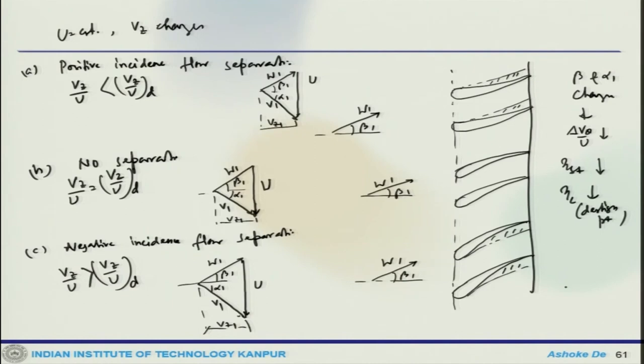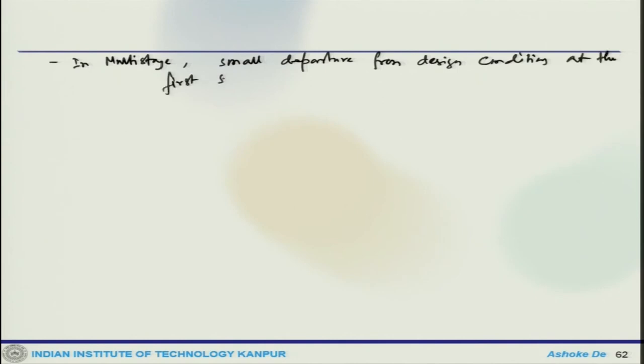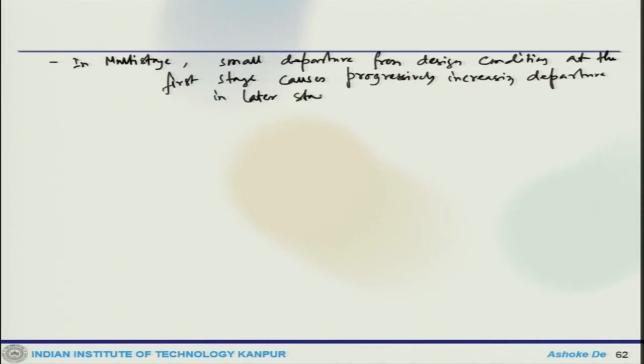So far, we have been looking at all this for a single stage, but in the multi-stage case also, a small departure from design conditions at the first stage causes progressively increasing departure in later stages, okay.